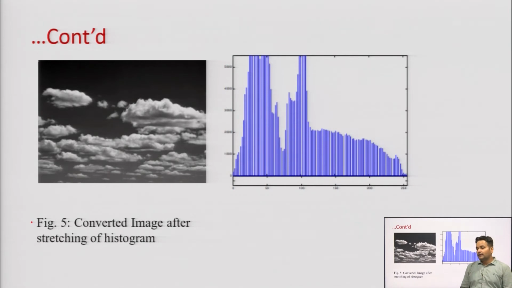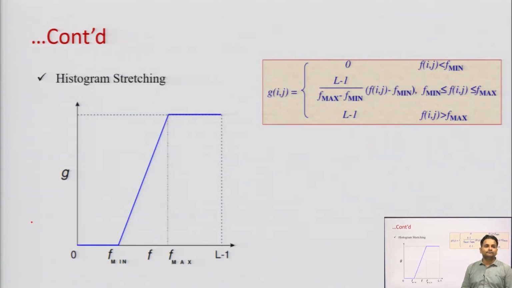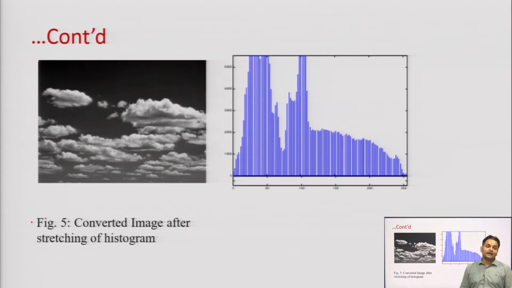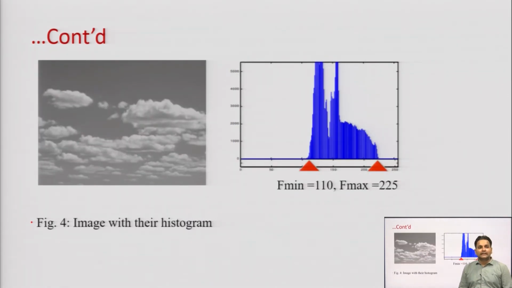Now, if we talk about the converted image after stretching of the histogram, here I am using this formula, that is the histogram stretching. By using this formula, you directly find the new histogram, and it is distributed in a very different manner, and it covers almost all of the levels. So, the 0 to 255 values can hold each and every pixel. In the previous one, it had only 110 to 225, so your histogram was actually restricted.